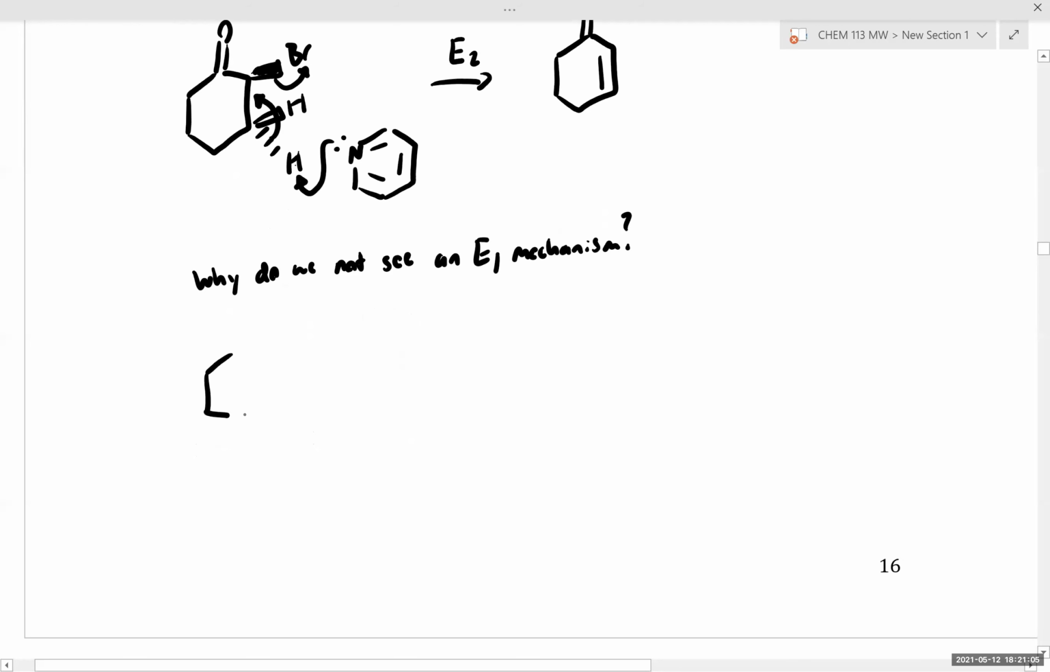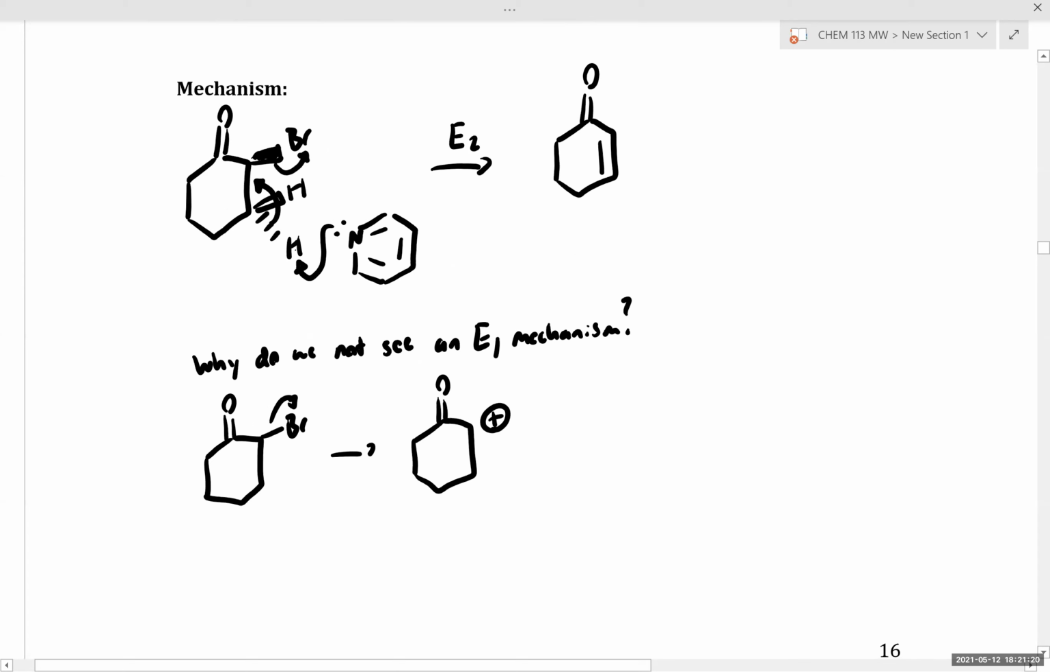So why would we not see loss of bromine to form a carbocation? Why does this not occur? Would anyone like to offer a reason why? So the traditional mechanism for dehydrobromination follows an E2 pathway. Why do we not see an E1 pathway?